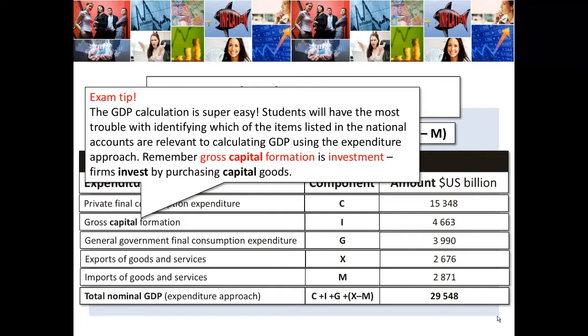Now an exam tip. The only thing difficult here: adding things up and subtracting imports is pretty easy. The GDP calculation is really easy. What might trip you up is being able to identify which is which component. And the trickiest one is gross capital formation. Gross capital formation is investment spending. Remember that firms invest by purchasing capital goods, and that's how you will remember it.